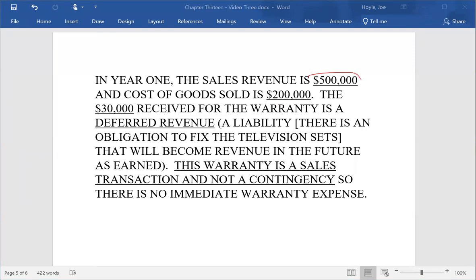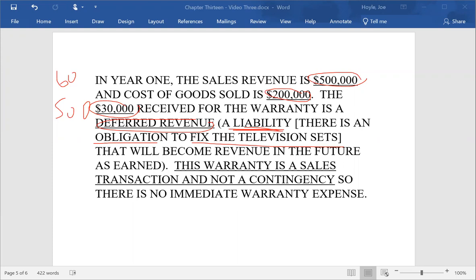In year one, of course, the sales revenue is $500,000. Cost of goods sold is $200,000. The $30,000, remember it was $60 a piece for 500 televisions, that's $30,000, is a deferred revenue. That means it's reported as a liability. And the reason it's a liability is you have an obligation to fix the television sets if they break. That obligation is caused because they bought that extended warranty.